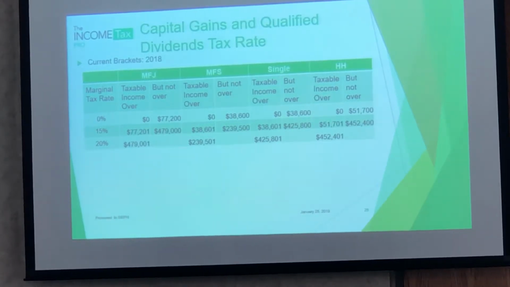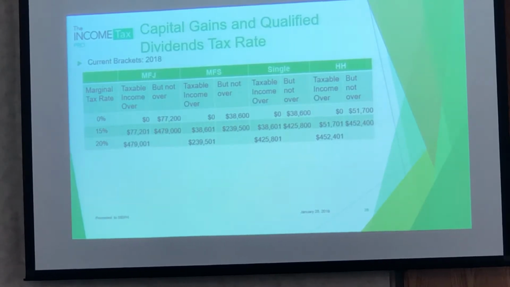James, since Bunana sees you with the MFJ, MFS, single and HH, would you please explain? I'm sorry, yes, of course. Okay, these are abbreviations in the tax code. When you fill out your taxes, you'll see these abbreviations. MFJ stands for married filing jointly. MFS is married filing separately. Jointly means in a single return you put yourself and your spouse together, which is the most favorable.